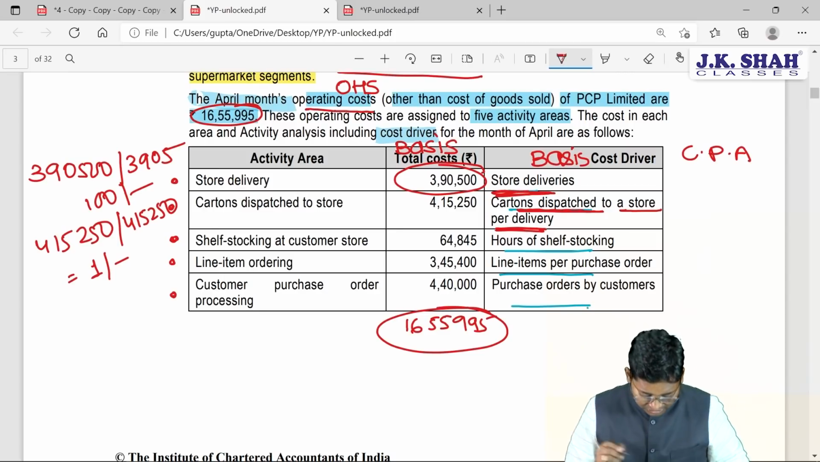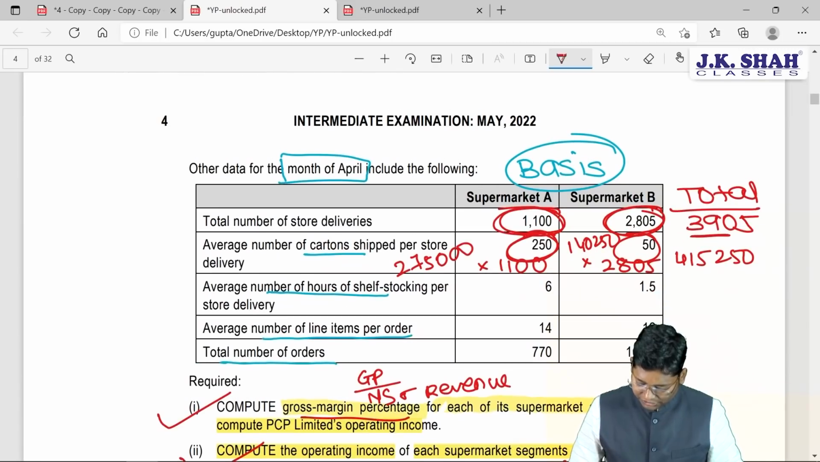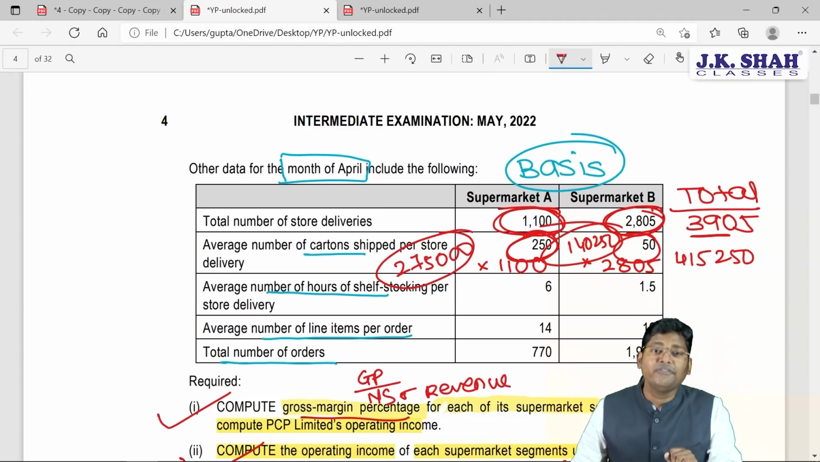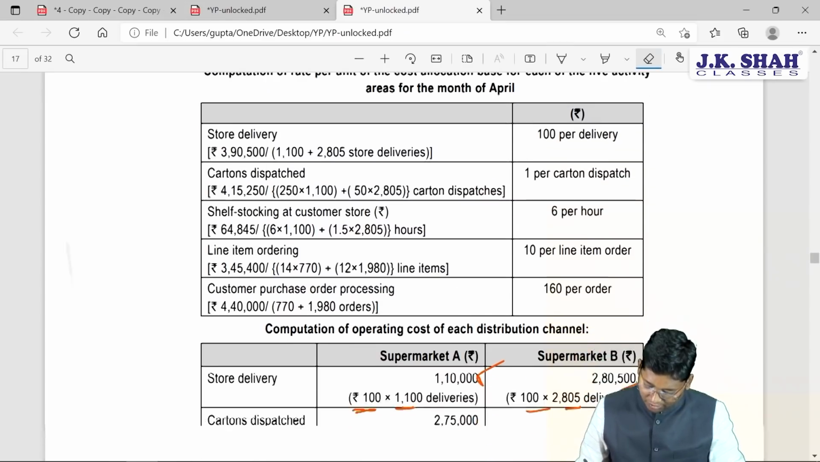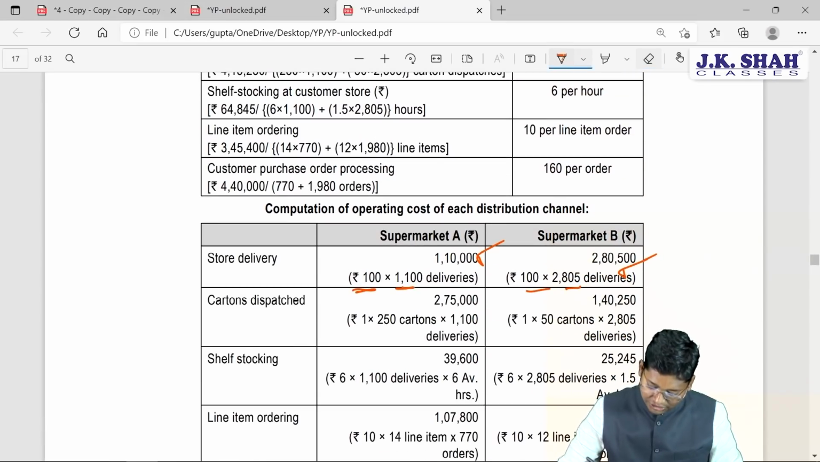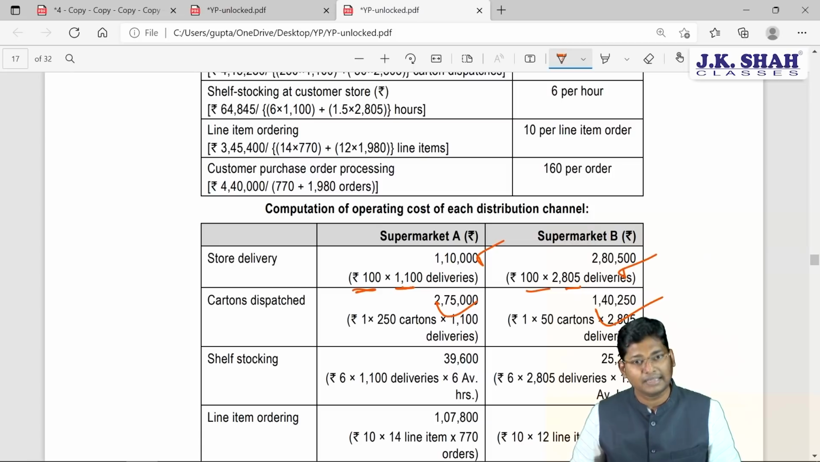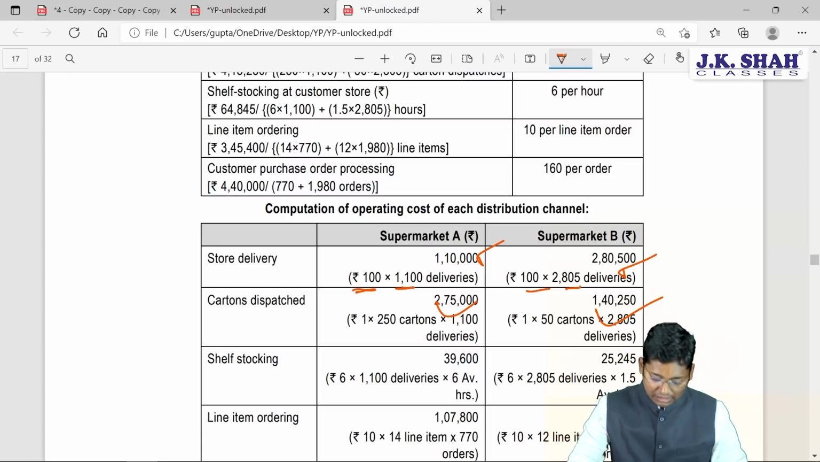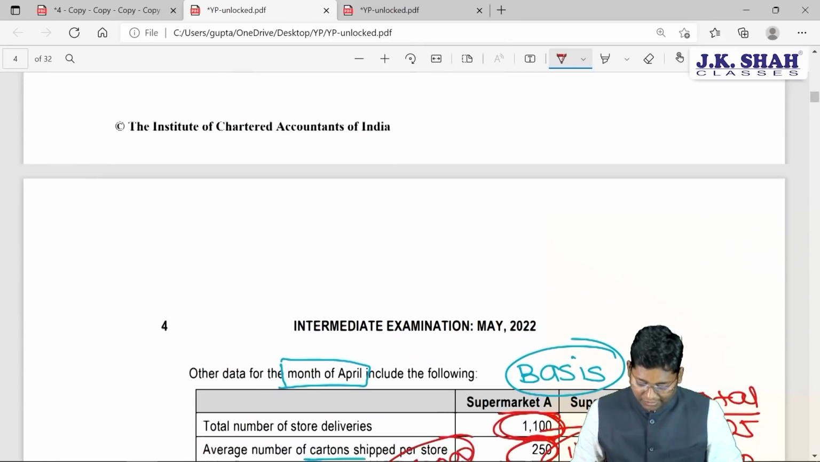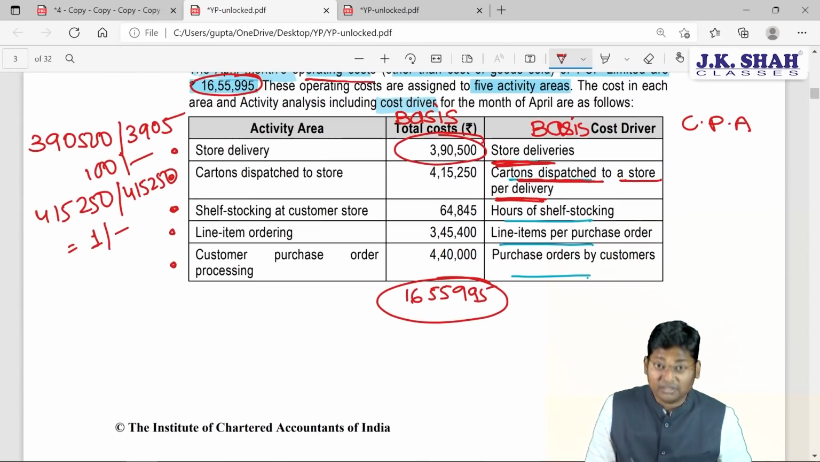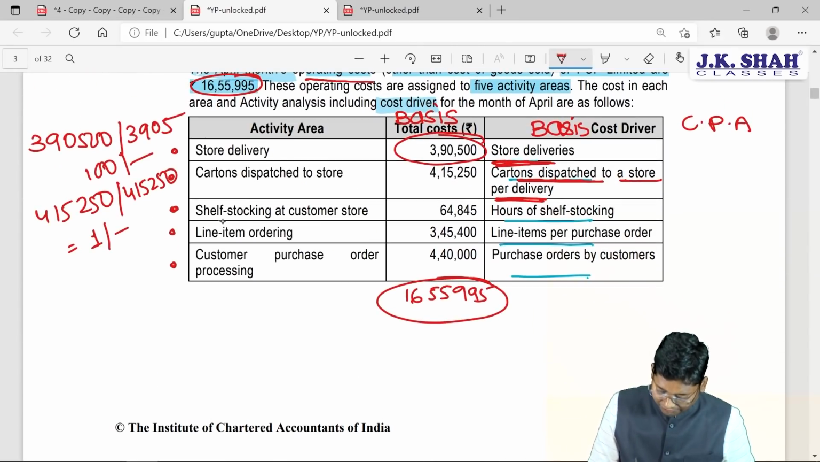Per delivery is going to cost you 1 rupee carton cost. Now the carton cost is 1 rupee, and as far as the first calculation is concerned, 275,000 cartons you have used, and as far as the second calculation is concerned, 1,40,250 cartons you have used. If you check the calculation, you are going to get the same values here, 2,75,000 and 1,40,250. Simply bifurcation. As far as your third calculation is concerned, let's see what is the third area of activity given. Shelf stocking at customer store.